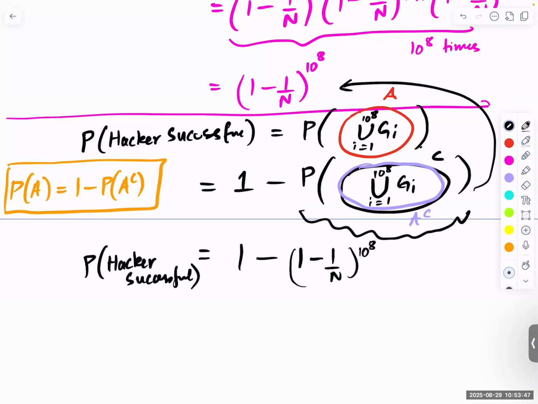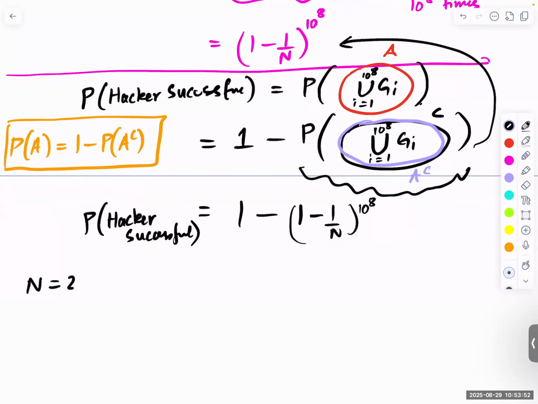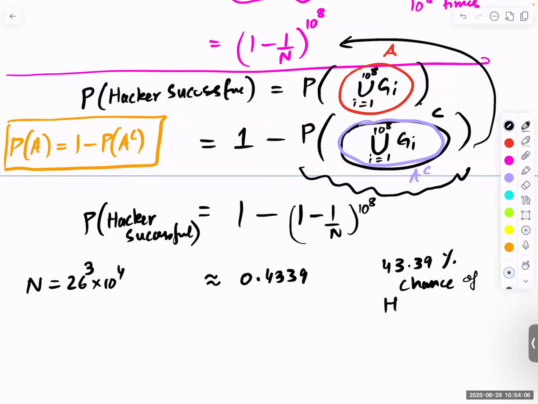If you plug in the numbers, remember n was 26 raised to power 3 times 10 raised to power 4, then this number is going to come out to be 0.4339, which means there is a 43.39% chance of the hacker being successful for this choice of n.